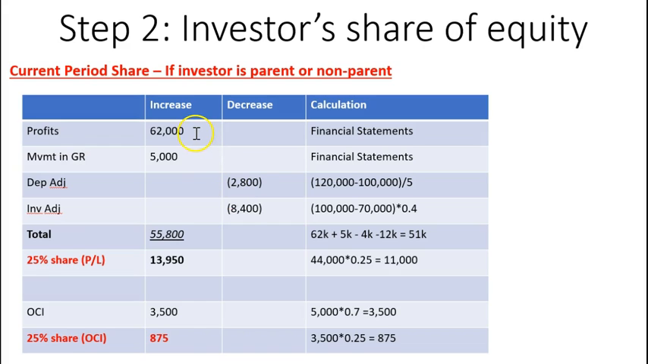So when we add up the totals of our increases and our decreases, we get $55,800. Now, we only own 25% of the associate, so we take our 25% share, which is $13,950. But in the current period, we also have an adjustment to OCI.